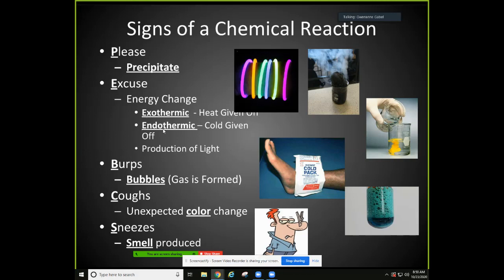Endothermic is the opposite. The reaction is using up all the heat. So in an endothermic reaction, you mix 2 substances and they become cooler. So you can feel the flask or the beaker, whatever you're using, you can feel it become colder. Okay, so it goes from room temperature to cold in your hand without any other type of action by you. It's just the reaction that's using up all of the heat.